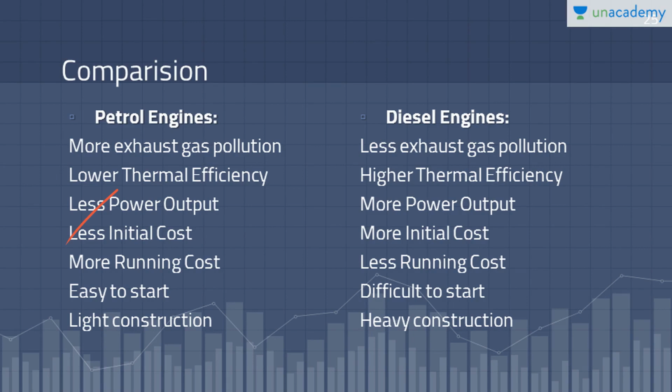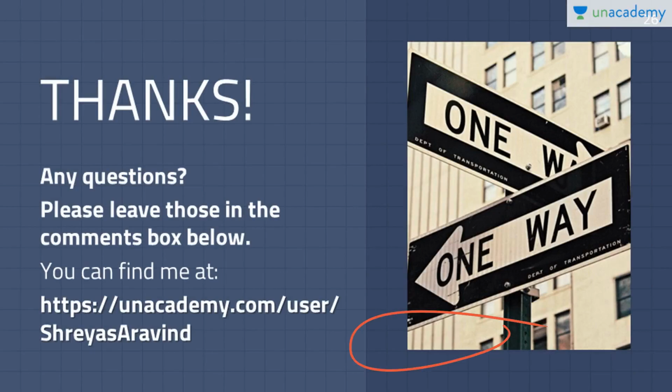The running cost will be more in petrol as well as less in diesel, and the engine is very easy to start in petrol, whereas it is difficult to start in diesel. Petrol engines have a light construction which is easy to handle, and diesel engines have a heavy construction which is tough to handle.